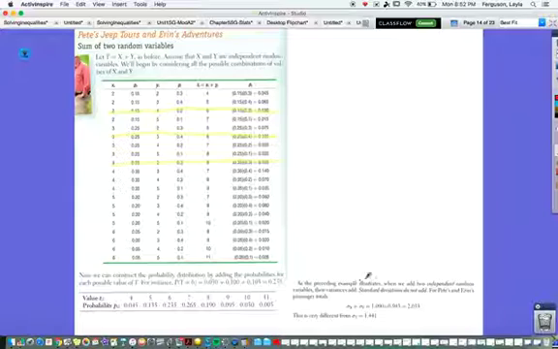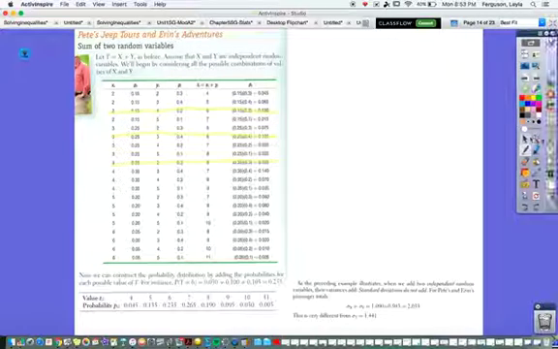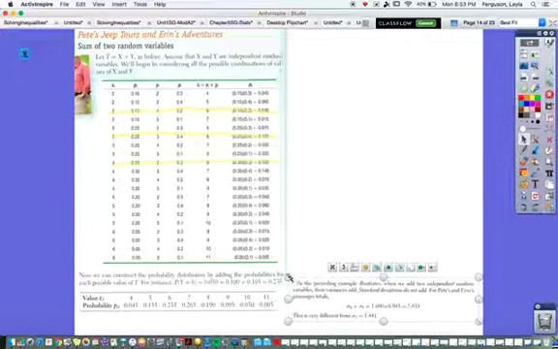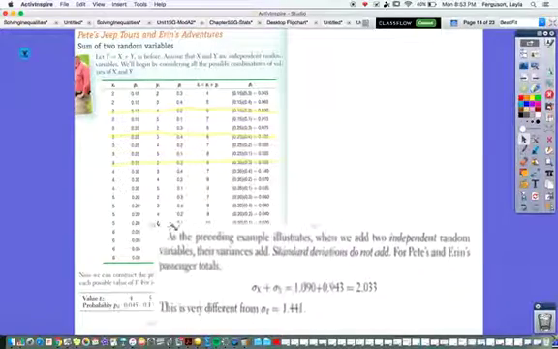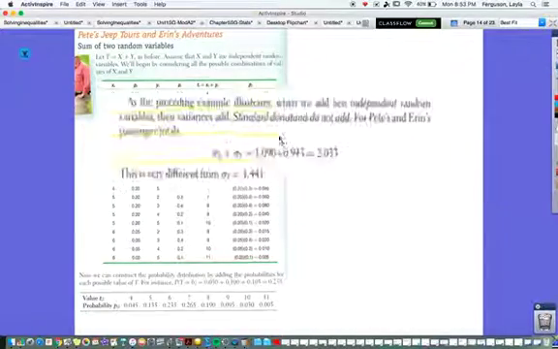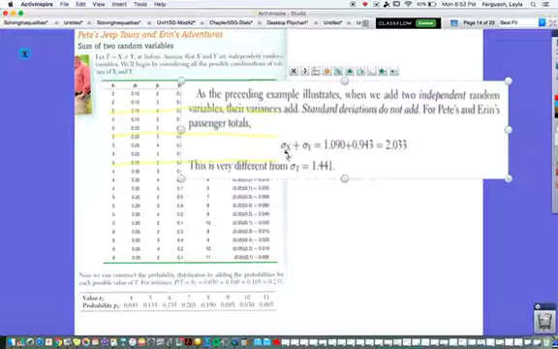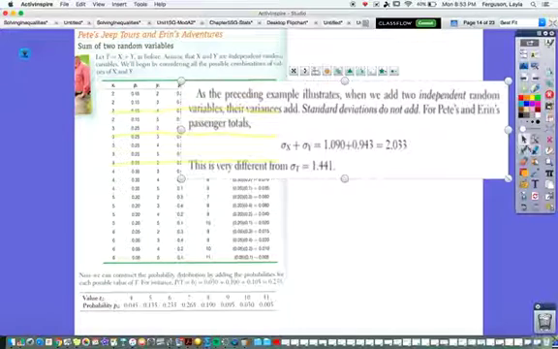As the preceding example illustrates, when we add 2 independent random variables, their variances add. Standard deviations do not add. For Pete's and Aaron's passengers total, you would have to say standard deviation for X plus standard deviation for Y, and then just add them together. However, that's quite different from the standard deviation for what we have here in this table.